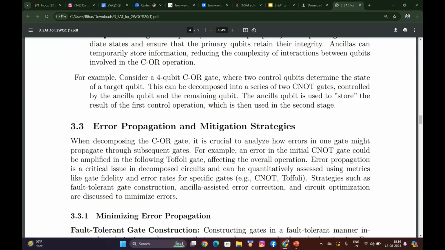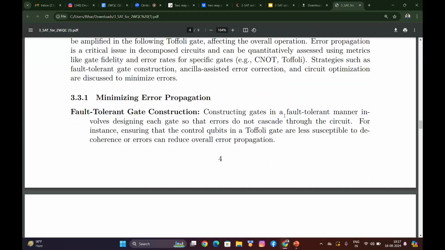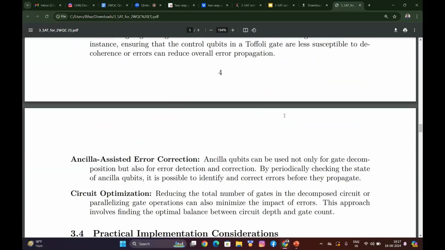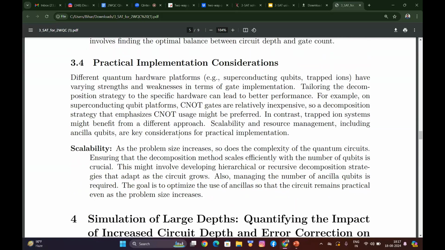For example, if we are using a 4-qubit COR gate, we can further decompose it into 2 control qubits and 1 target qubit. So 2 CNOTs on the 2 control qubits, and 1 control and ancilla qubit, and the remaining qubit. Error propagation and mitigation. In this, we have to minimize the errors. So fault-tolerant gate construction has to be considered, and ancilla-assisted error correction, as well as circuit optimization.